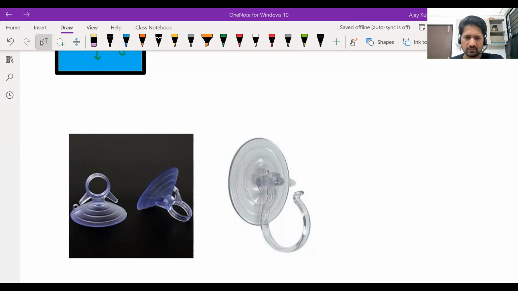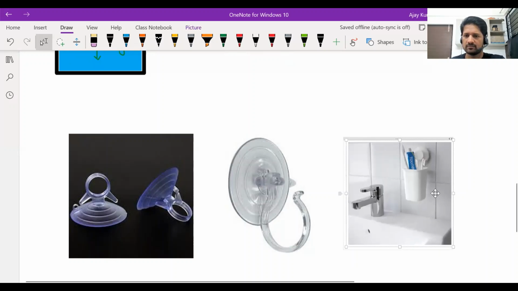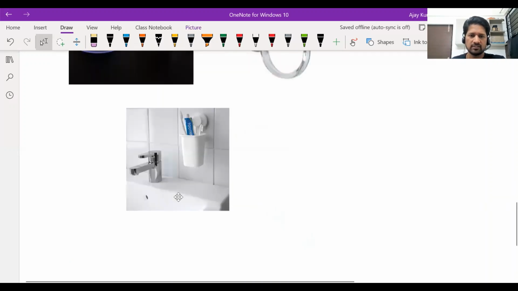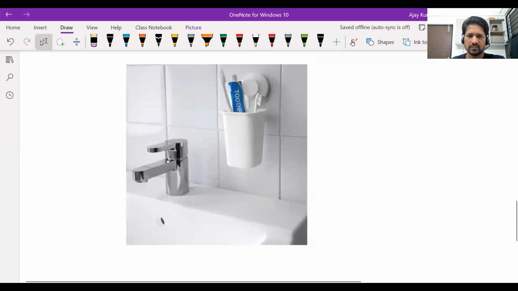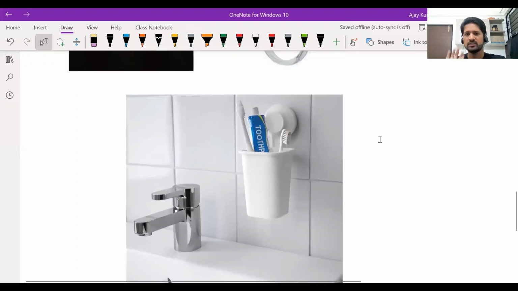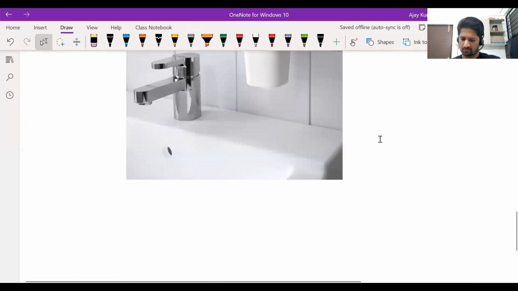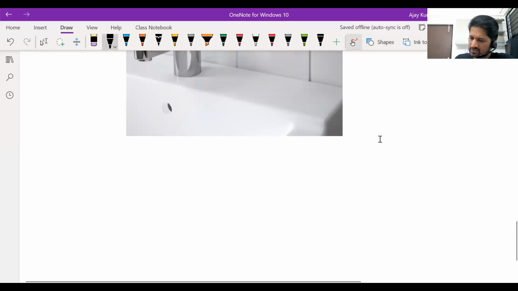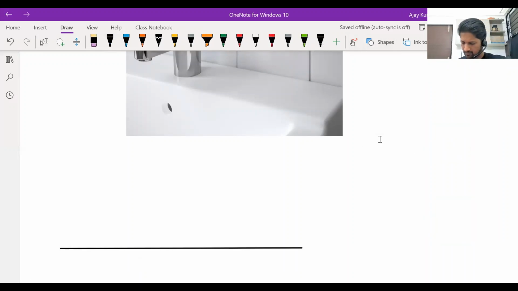Okay, I'll show you another picture also. So basically here, that toothbrush holder that is there, they have attached it to the tile using a suction holder. So basically what happens in that suction holder is, suppose this is the surface on which you want to stick it. It can be stuck to a horizontal surface also, no problem. Or let me consider a vertical surface itself.